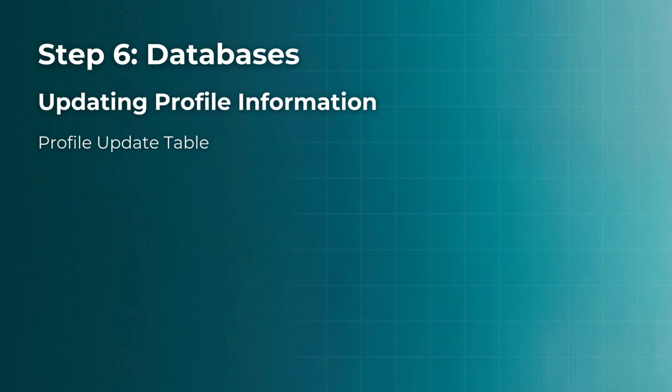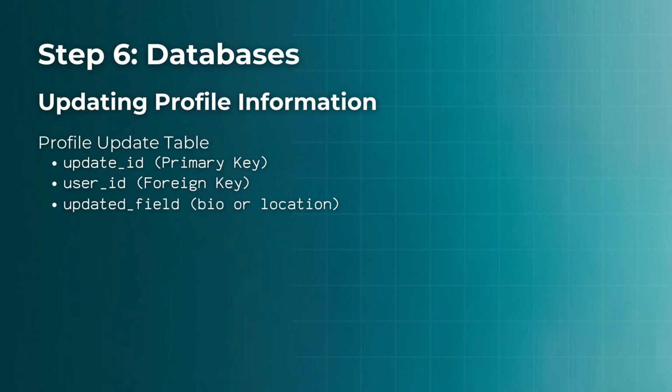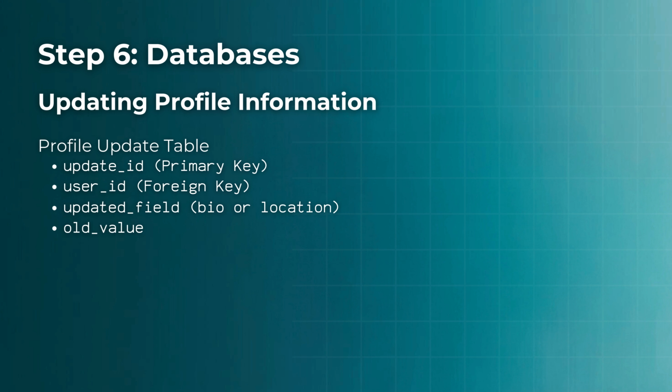Here's how we can structure a profile updates table to log these changes: a primary key, uniquely identifying each update, a foreign key that ties the update to a specific user, a field name that tells us what was changed, like bio or location, old value and new value, to keep track of the previous value and the new one. This is super helpful for audits or rollback scenarios. And finally, an updated at timestamp to record when the update was made. By structuring updates this way, we can ensure data integrity and make it easier to debug or trace user actions. Plus, having a log of changes adds transparency to the system.